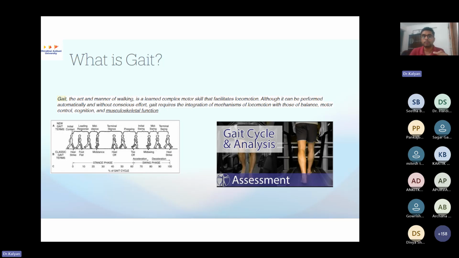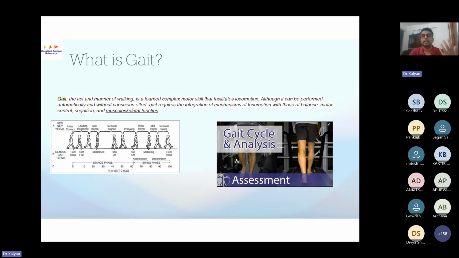Although it can be performed automatically without any effort, gait requires integration of mechanisms of locomotion with that of balance, motor control, cognition, musculoskeletal function. It's very complicated. Your brain has to coordinate, your muscles have to coordinate, your skeletal systems have to coordinate, your bones, the leg bones, everything, they all have to sync to help you move.